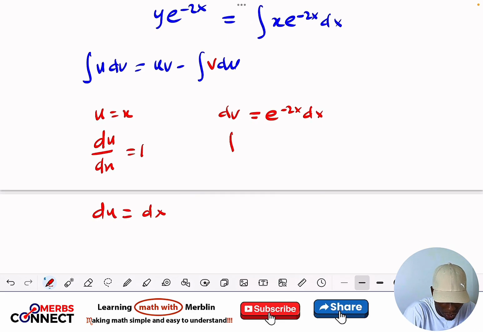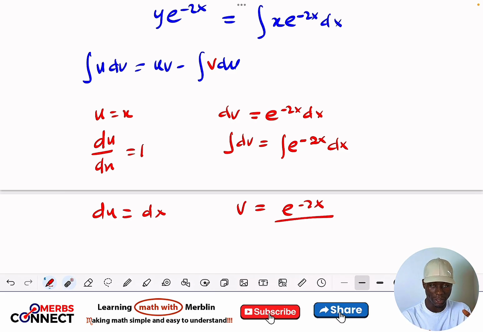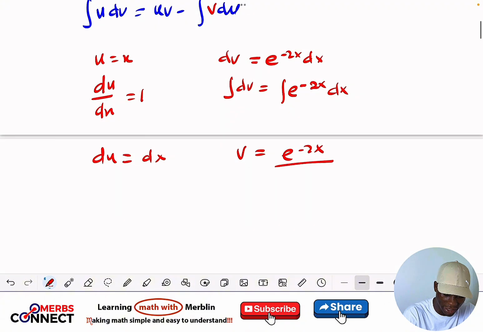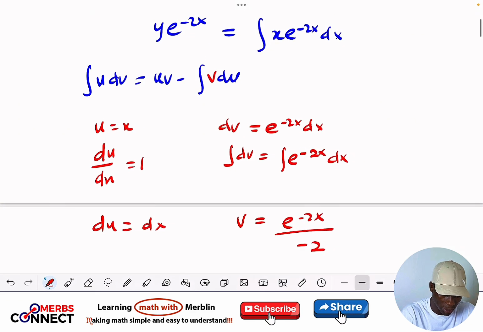And here we need to integrate both sides because we need v, right? So we are going to have something like this, and this v will be equal to e to the power minus 2x divided by, so when I'm integrating an exponential function, what I need to do is maintain the function and divide it by the derivative of the exponent. And when I differentiate the exponent, which is minus 2x, I'm going to have negative 2.